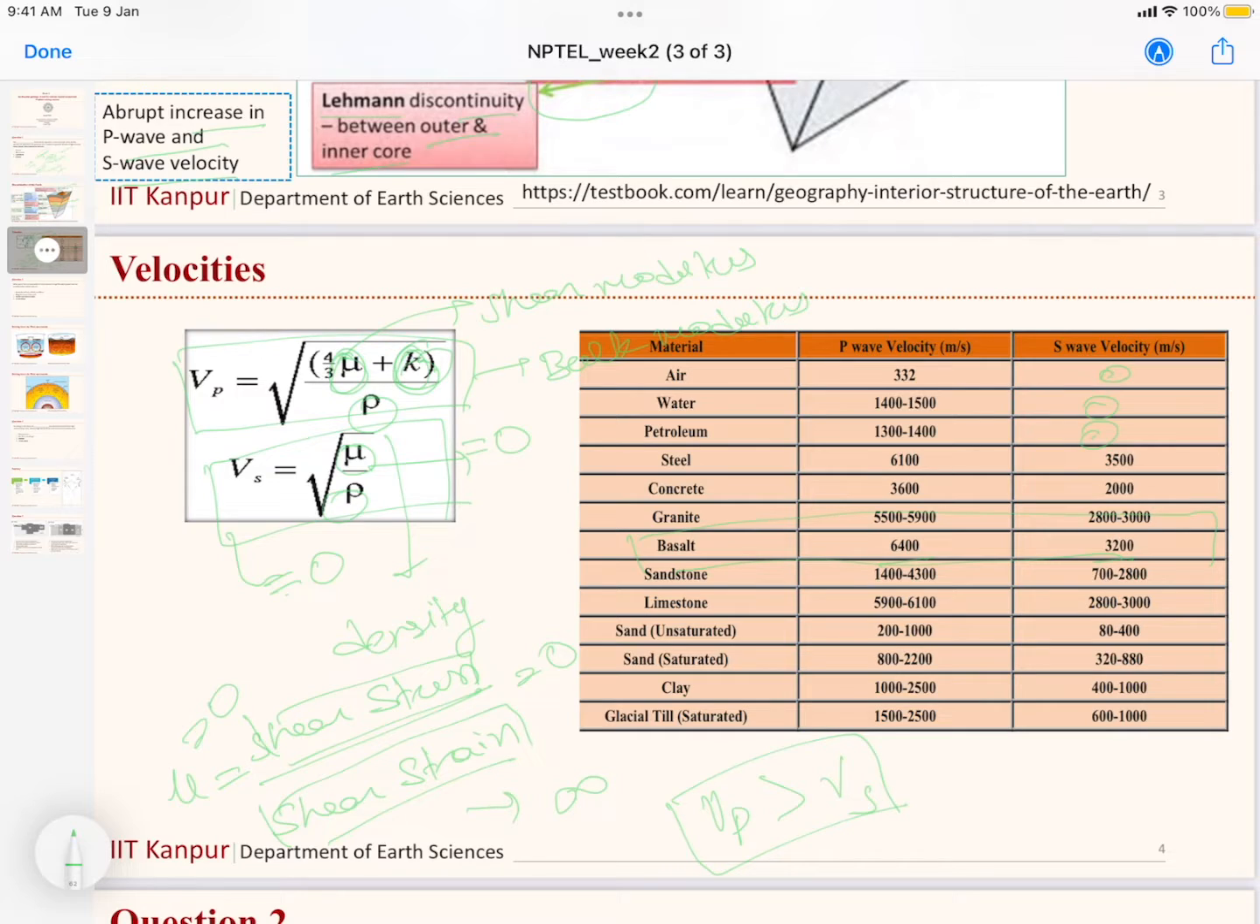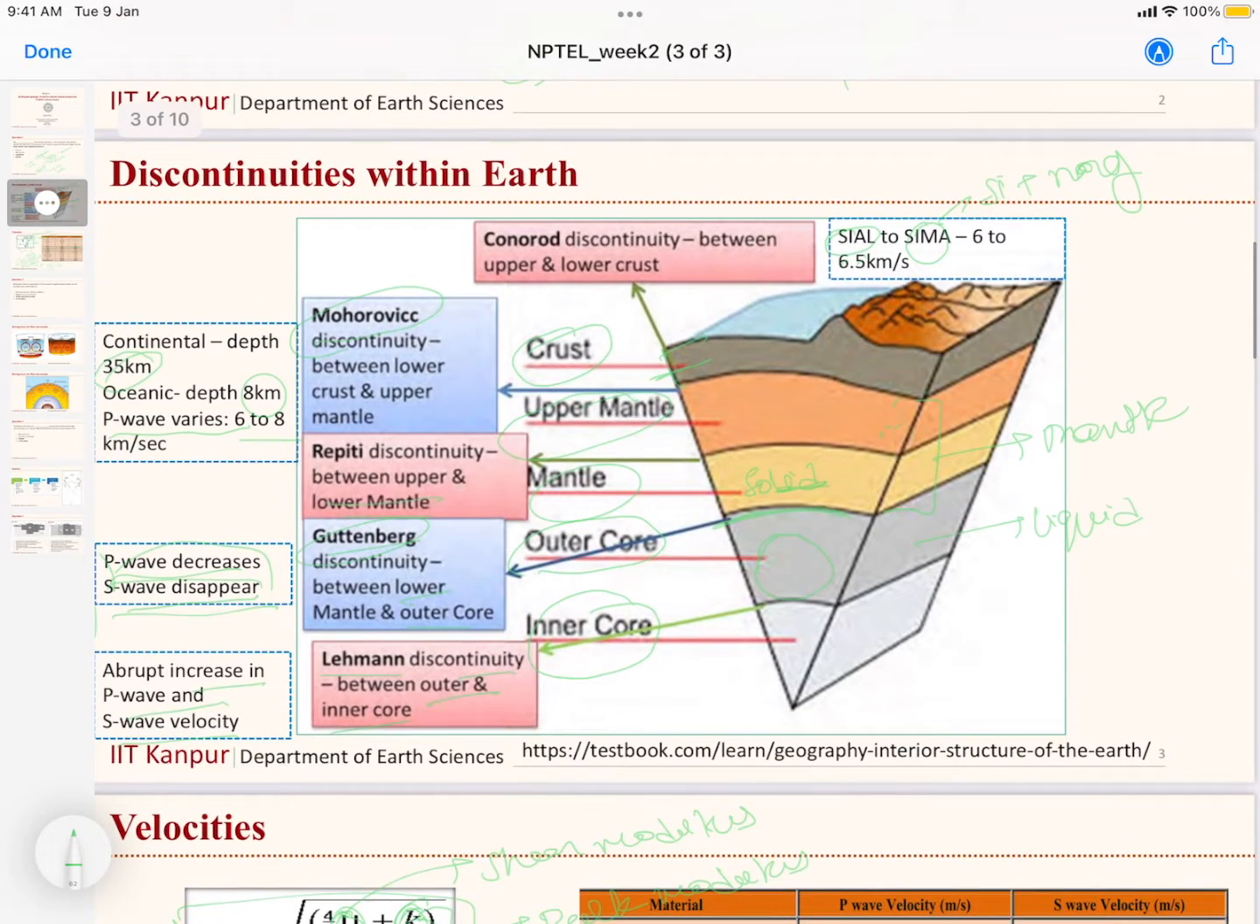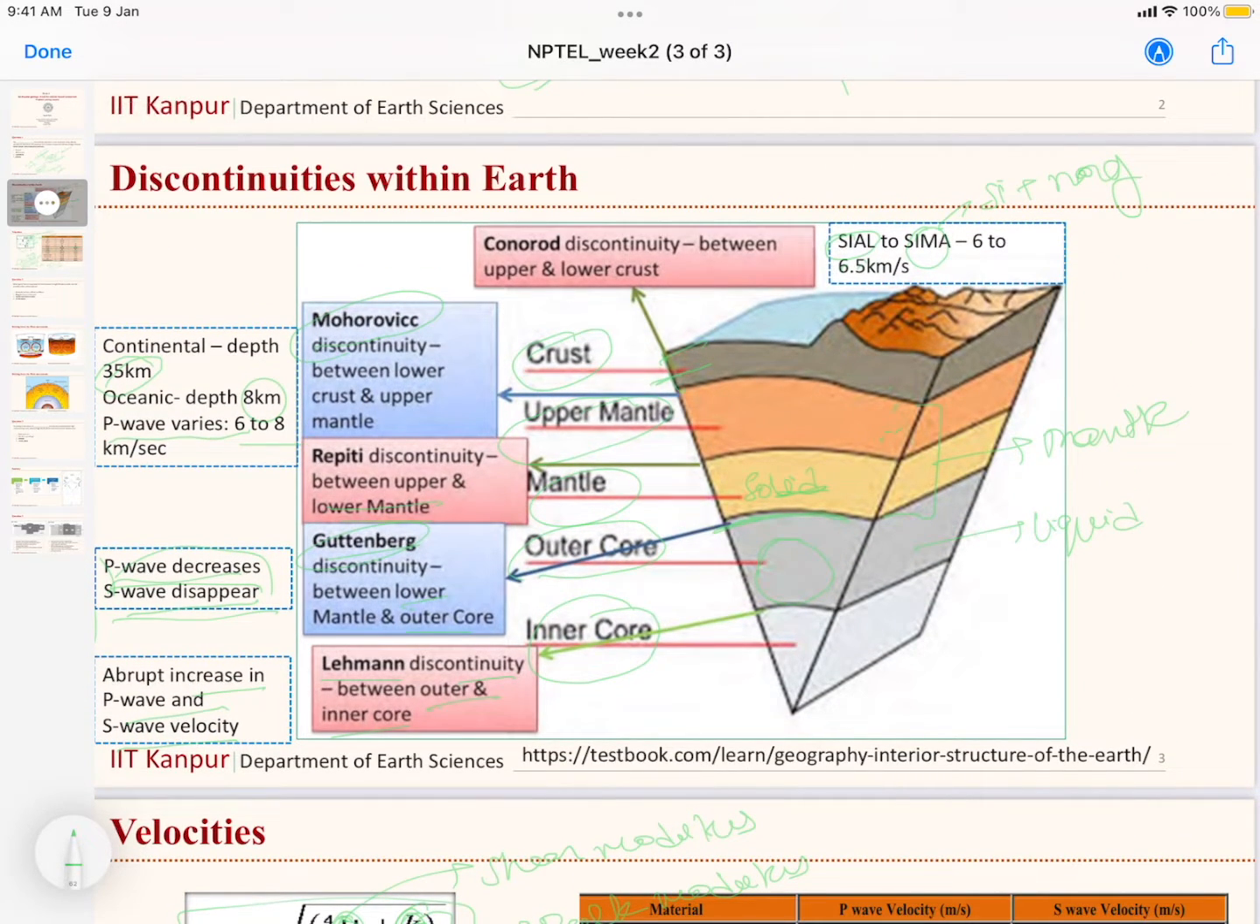I hope the velocity concept is clear to all of you, and why I explained it. It helps to understand the behavior of velocity, and there is a more important point: it was due to this velocity mapping only that scientists were able to map the solid earth structure. So that's why velocity is very informative for understanding material properties.